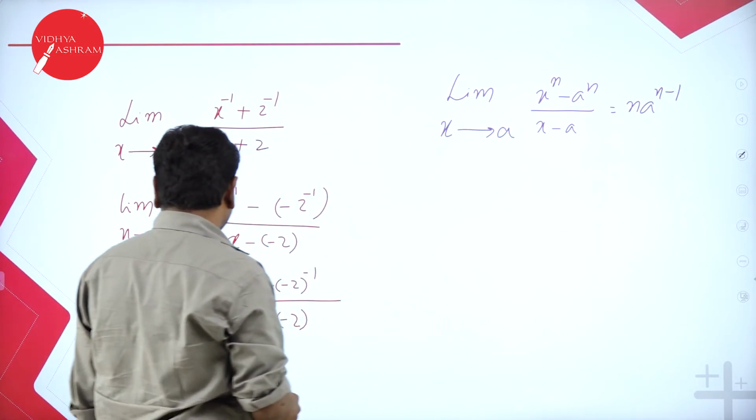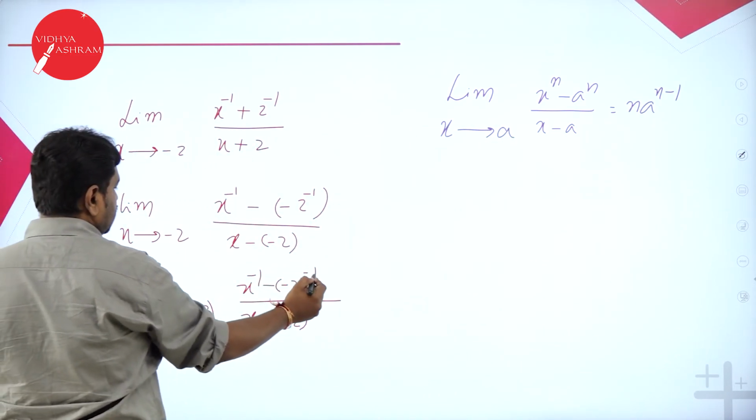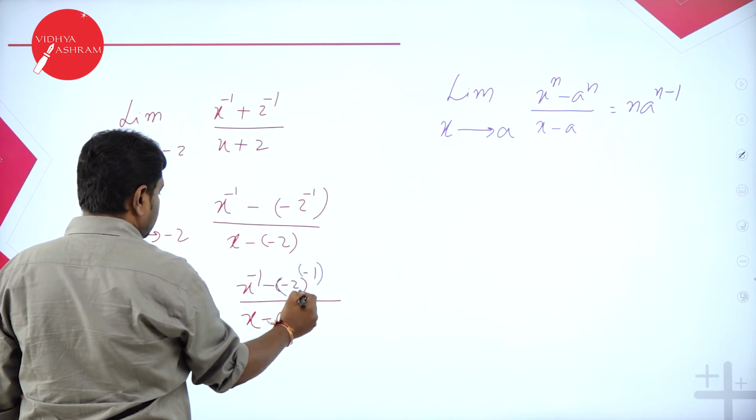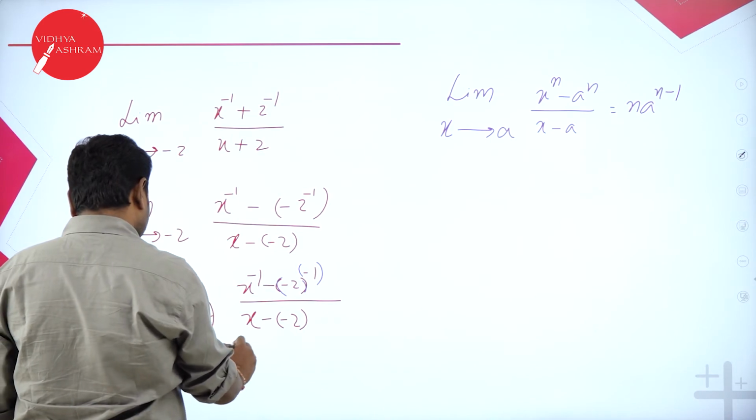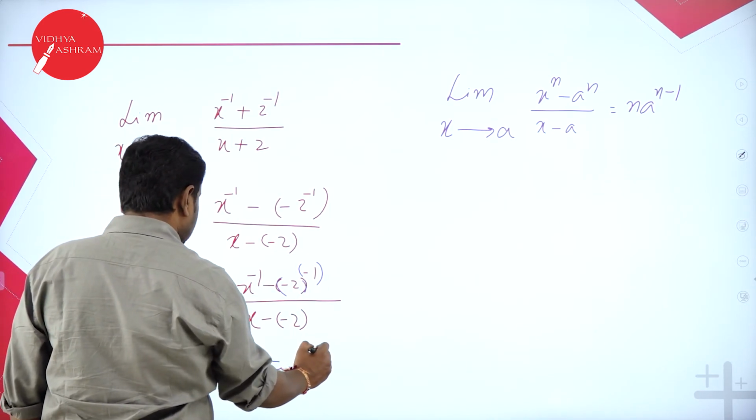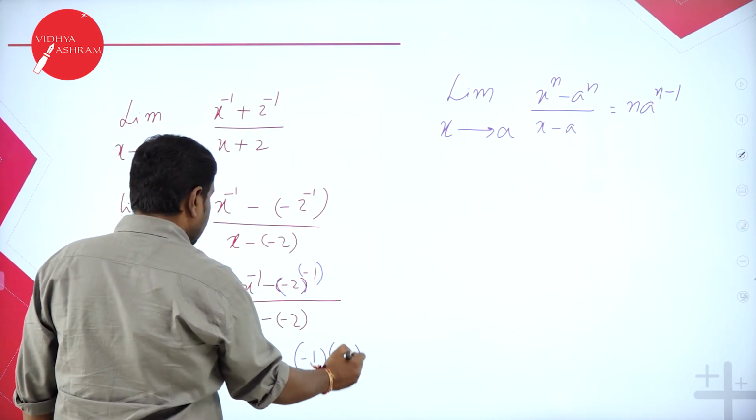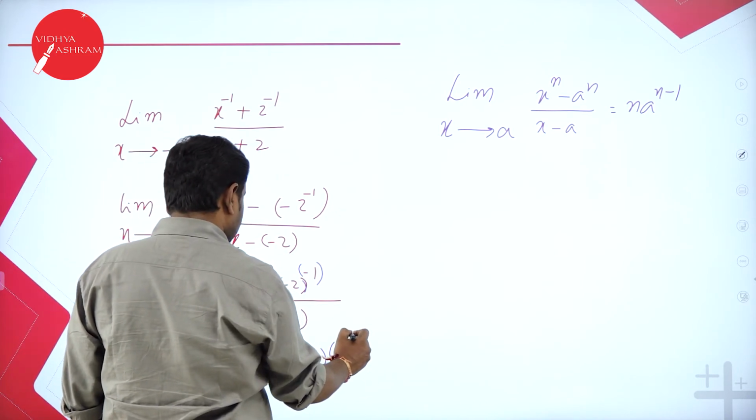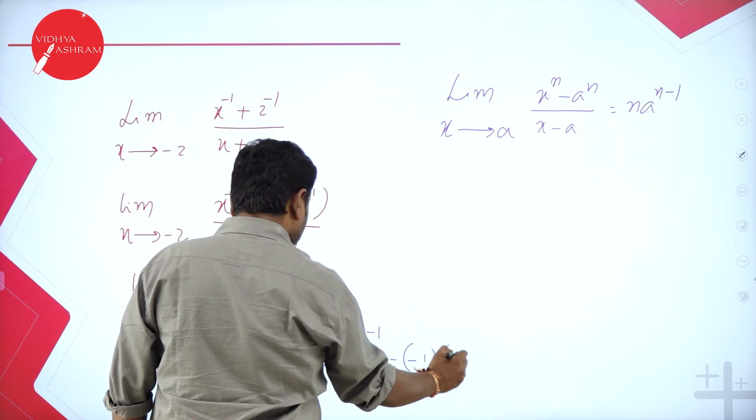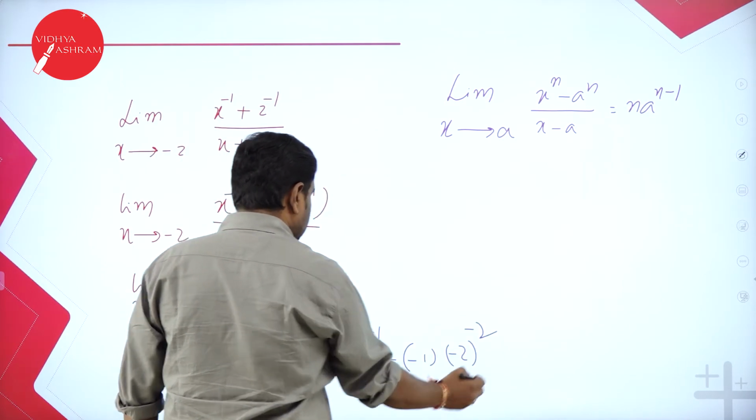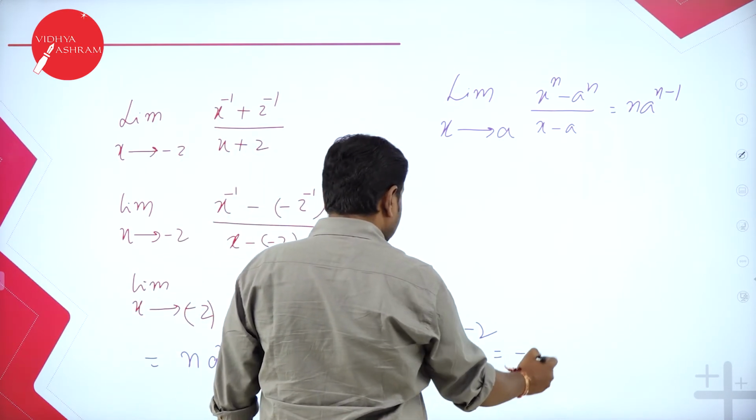Now in the place of n, we have minus 1. In the place of a, we have minus 2. So the answer is what? n into a power n minus 1. n means minus 1. Minus 1 into minus 2 power minus 1 minus 1. That is minus 1 minus 1. So minus 1 into minus 2 power minus 2. That is minus outside, let it be.